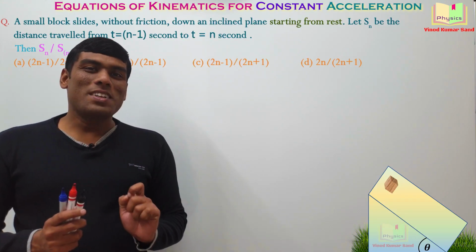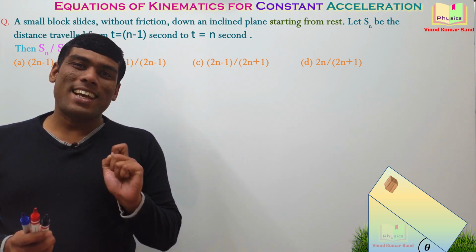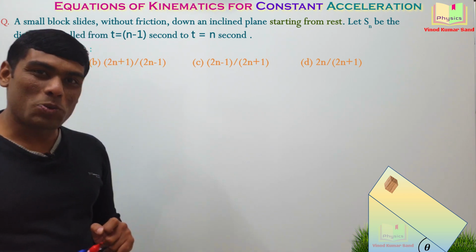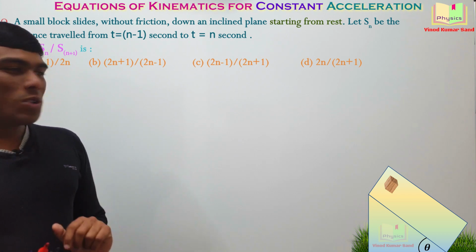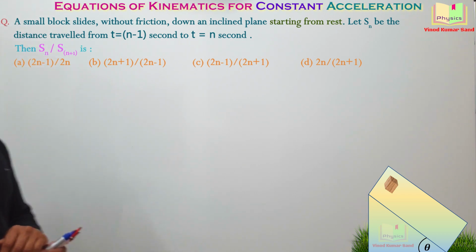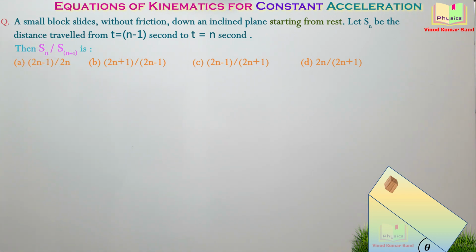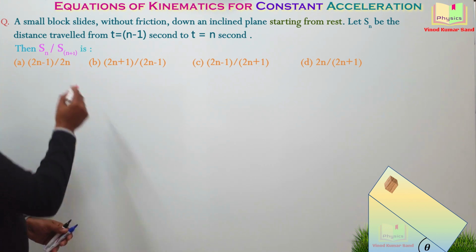It's a simple question based on the formula S nth is equal to u plus a by 2 into (2n minus 1). So if you wish, you may pause and give it a try. I'm waiting for your answers. Okay. I hope you got your answer.